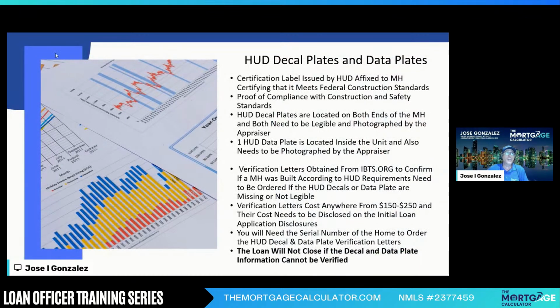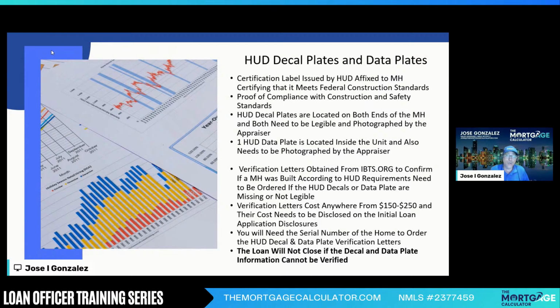So let's talk a little bit about some more details here, right? The HUD decal plates and data plates. What exactly are we talking about there? Well, the decal plates are certification labels. They're metal. That's why they call them plates, and they're riveted to each corner of the property.